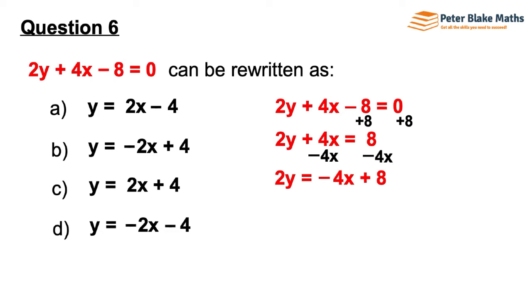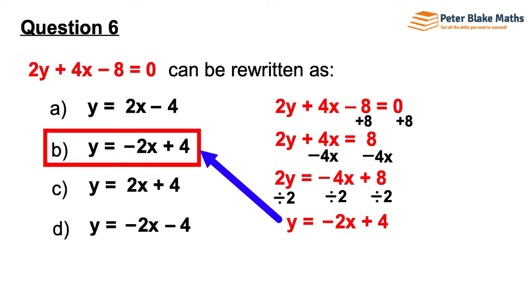You move numbers by doing the opposite to both sides, so we'll divide by 2 on each of those terms. Make sure it's every term there. 2 divided by 2 goes once, leaving y on its own, and minus 4 divided by 2 leaves minus 2 for the x, and 8 divided by 2, I think you'll agree, is 4.